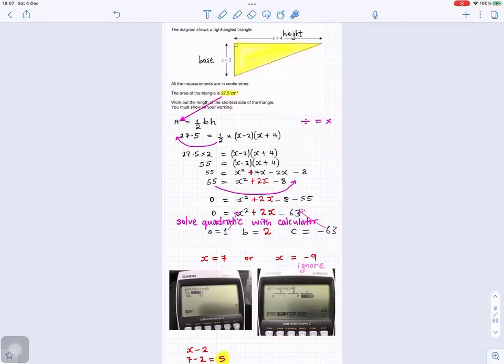If you use trial and improvement method and you identify the value of 7 and the shortest side is 5, you will get all the 4 marks. Very, very important. Show your working.